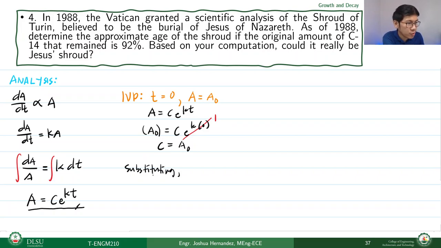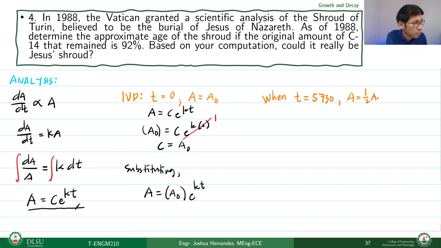So, substituting, magkakaroon tayo ngayon ng equation na A equals A0 e raised to kt. Now, for solving k, applying another condition, yung half-life, para masolve natin si k. When t is equal to 5,730 years, yun nga daw yung half-life niya, 1/2 the original amount of C14.